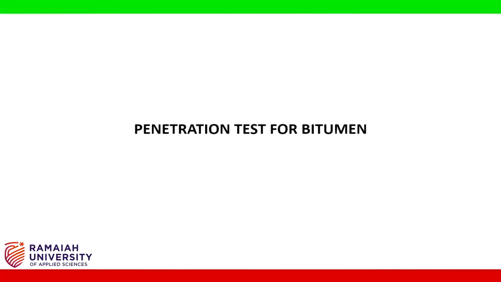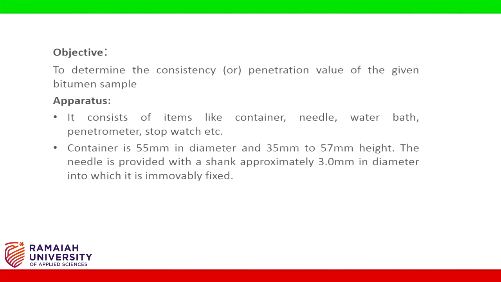Hello students, with this experiment we are determining the consistency or penetration value of the given bitumen sample. Apparatus: it consists of items like container, needle, water bath, penetrometer, stopwatch, etc. Container is 55 mm in diameter and 35 mm to 57 mm height. The needle is provided with a shank approximately 3 mm in diameter into which it is immovably fixed.